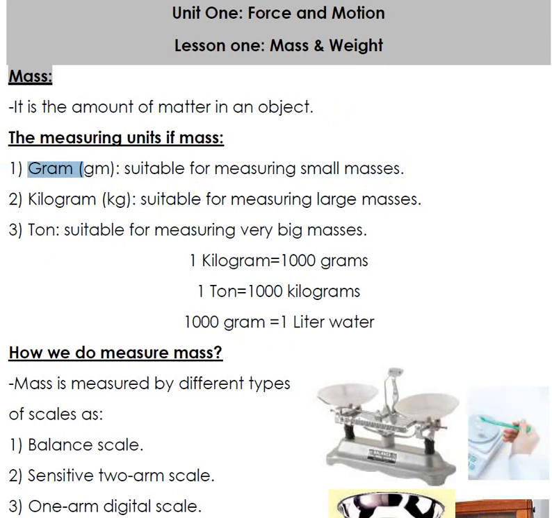And kilogram is used for measuring the large masses like vegetables or fruits, they are all large masses. Ton is used for measuring big masses and very, very big masses like metals. Okay, so 1 kilogram equals 1,000 grams and 1 ton equals 1,000 kilograms. So 1 kilogram equals 1 liter.